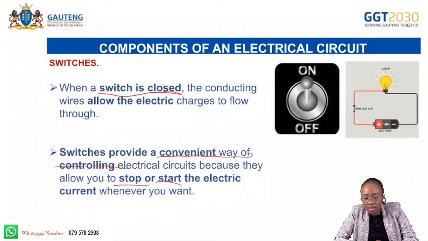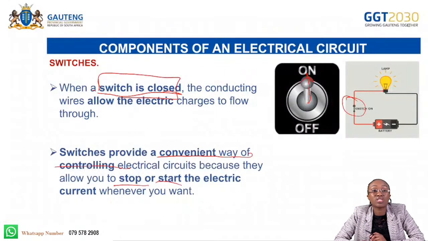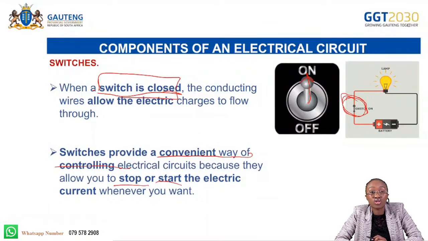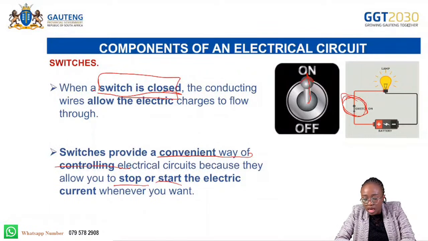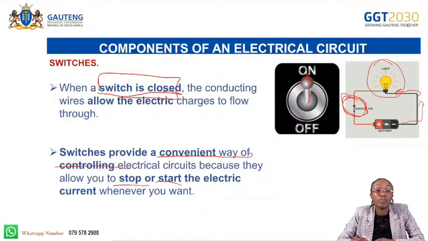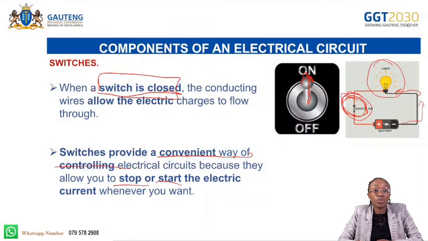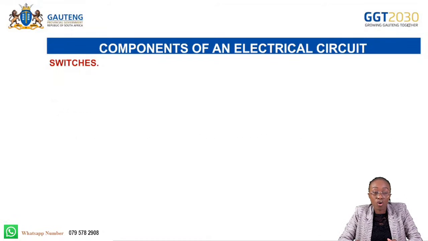So here in this diagram, you see our switch is set to be on, which means the switch is closed. Why are we saying the switch is closed? Because the gap is closed. The gap between the two conducting wires created by the switch is closed. When the switch is closed, then we have charges. They are able to flow. Then our lamp switches on. Switch is closed, circuit is complete, charges are flowing, then your lamp is on.